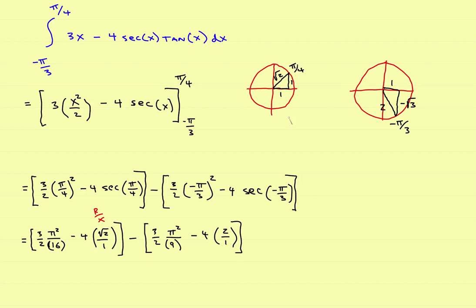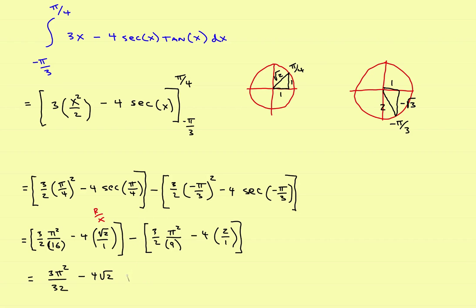So probably the hard part of the problem is getting those two trig functions. Now at this point you can do the following. This first one, you can multiply these out. This will turn into 3 pi squared divided by 32. Then the second part is going to be minus 4 times the square root of 2. Then put this one together and it's going to be the negative of this thing.